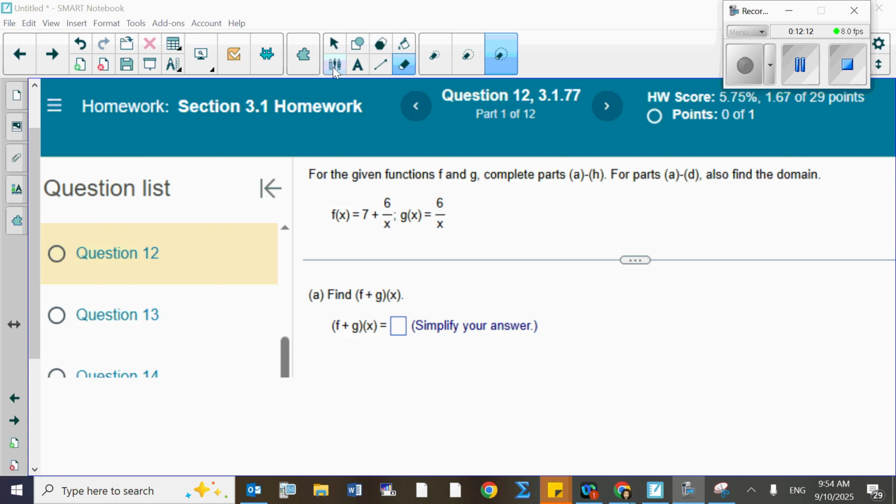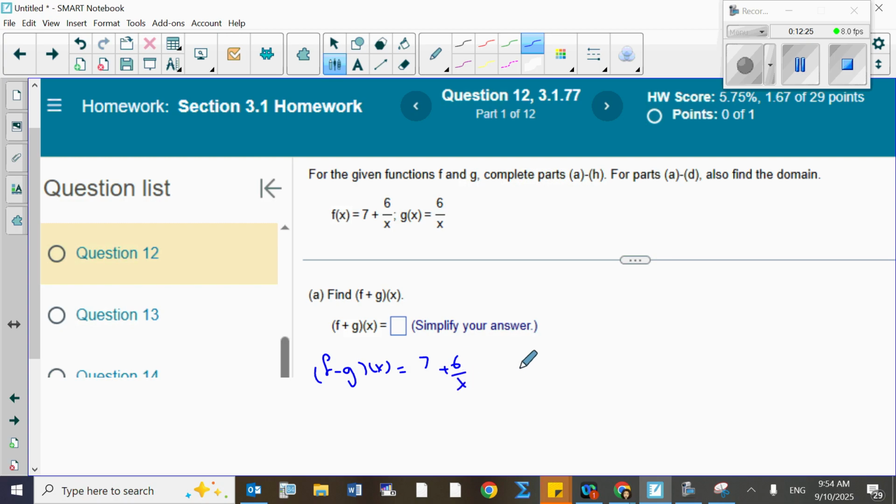Next part of this question is asking us to find f minus g of x. So to find that, you're just going to write 7 plus 6 over x, and then the other one is 6 over x. This time we're subtracting g from f. And what is the result? Well, 6 over x and 6 over x will cancel each other, and the answer is 7. So that's the function f minus g of x.